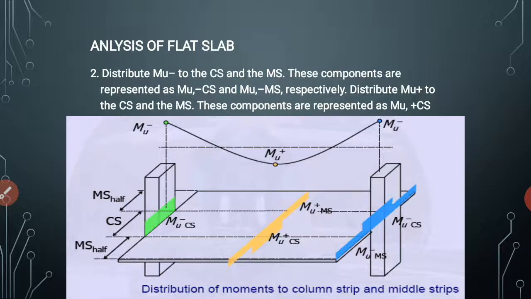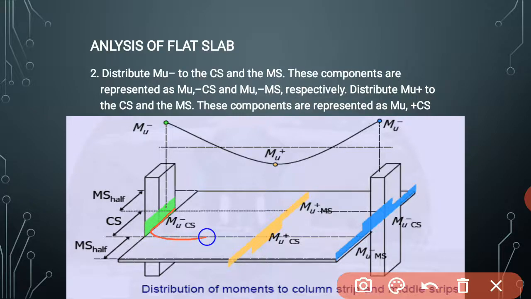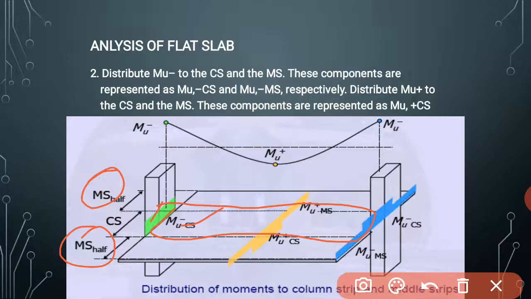Now just look at this diagram very carefully. There is one column strip. Whatever moment is to be generated in the column strip will be taken care of by this positive and negative column strip moment. Then what about the middle strip? The middle strip will take half of the moment adjacent to this column strip. That's why here they have mentioned half moments, half the moment of the strip, M half. Understood?